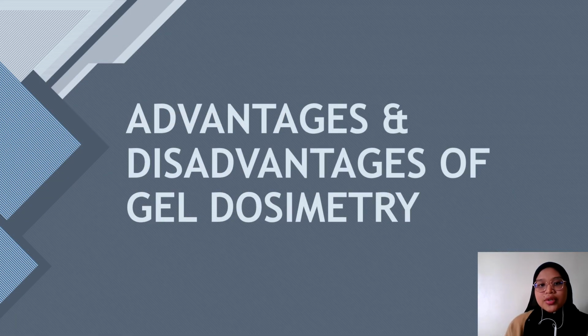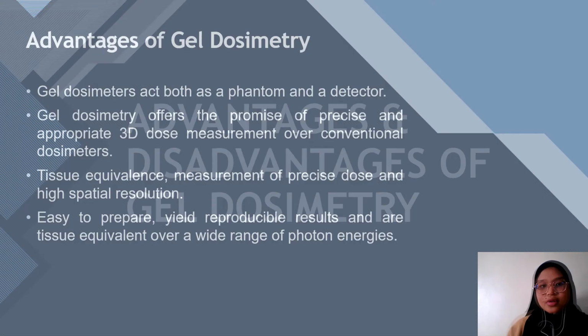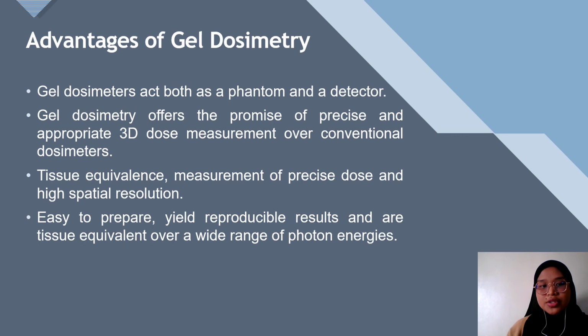Okay, next I will continue to the advantages and disadvantages of gel dosimetry. First, the advantages of gel dosimetry. Gel dosimetry can act both as a phantom and a detector. Gel dosimetry offers the promise of precise and appropriate 3D dose measurement over conventional dosimeters. It is tissue equivalent measurement of precise dose and high spatial resolution. For Fricke gel dosimetry, it is easy to prepare, yields reproducible results, and is tissue equivalent over a wide range of photon energies.